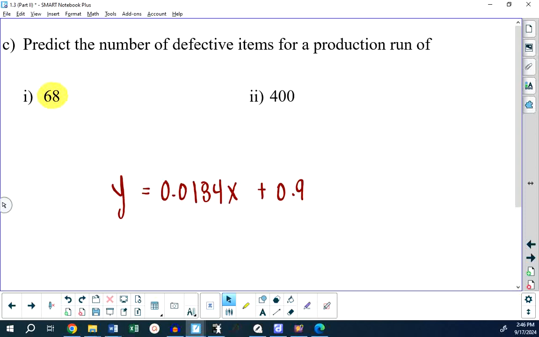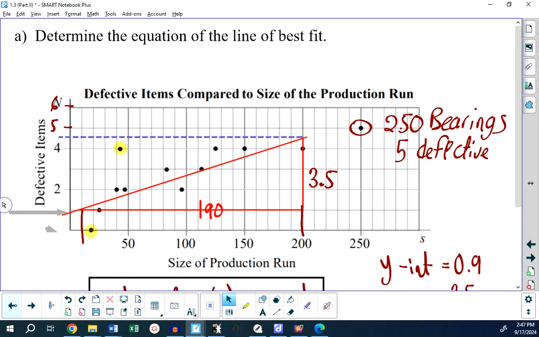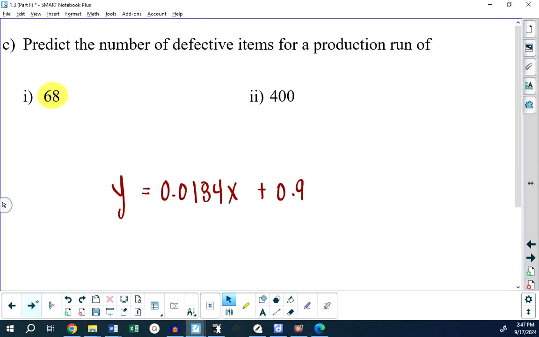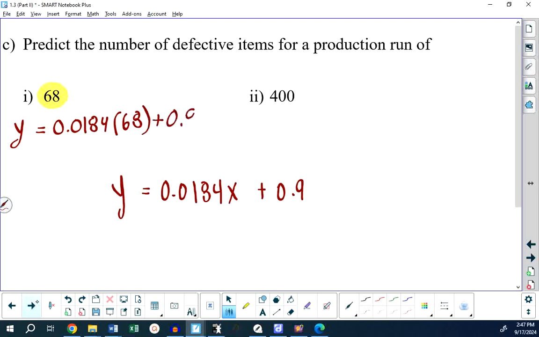This is the production run. You look at the graph and the size of the production run is on the horizontal axis. I could have put the letter S in for x, for size of production run, and N in for y, number of defective. But the bottom line is this question becomes easy. The number of defective is 0.0184 times 68 plus 0.9. That's it. We have to calculate that.